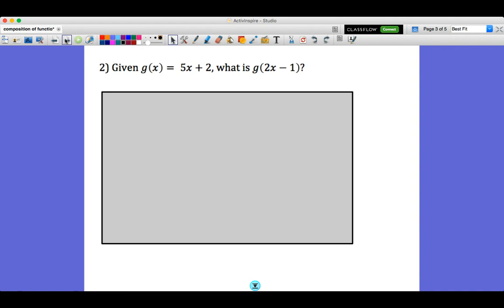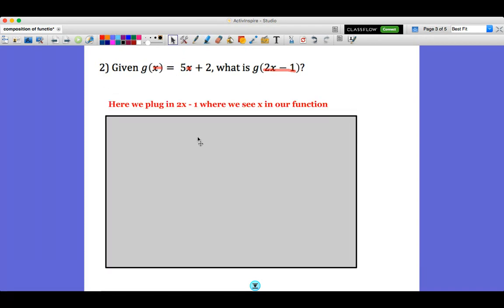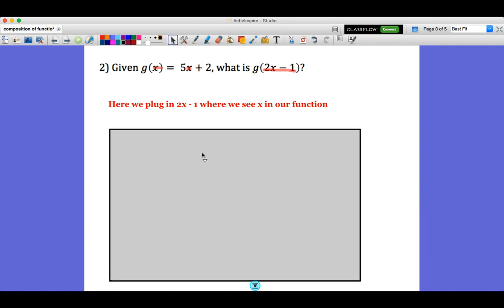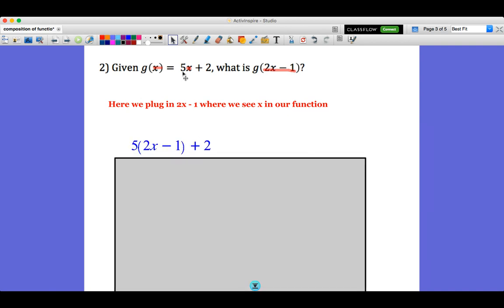Number 2 is pretty similar to number 1. They said given g of x equals 5x plus 2, what is g of 2x minus 1? So they want us to take that 2x minus 1 and plug it into the x in g of x. Here we plug in 2x minus 1 where we see x in our function. We're taking that 2x minus 1 and putting it in for that x next to the 5. So we're going to have 5 times 2x minus 1 plus 2. That's what we want to work out.